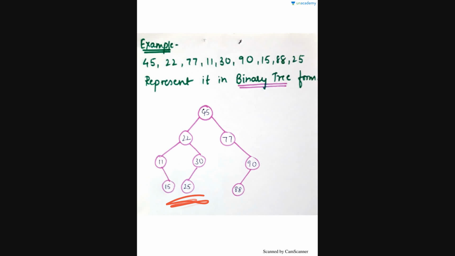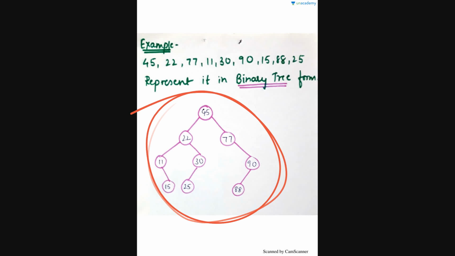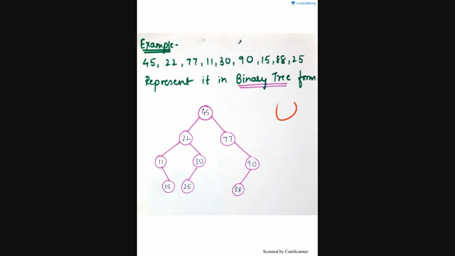So this is nothing but the binary tree, and here only one root node will be there, and next to the root node only two elements can be placed, that is one on the left hand side and one on the right hand side. So this is nothing but the binary tree.